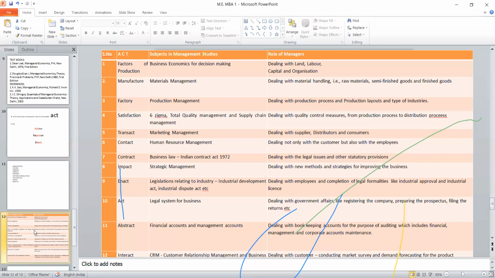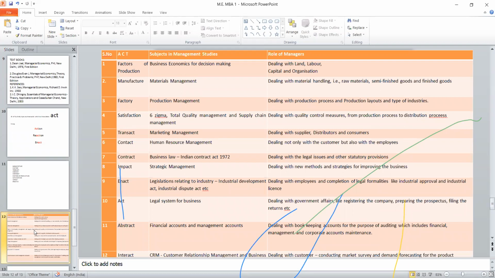Then the third one is satisfaction. Satisfaction means we have a number of applied subjects like supply chain management, TQM, that is total quality management, and Six Sigma. All these things come under this particular keyword. Then we have to transact, and that transaction comes under marketing management. We have to deal with the supplier, the distributor, and we have to satisfy the customer. All these things come in marketing management.